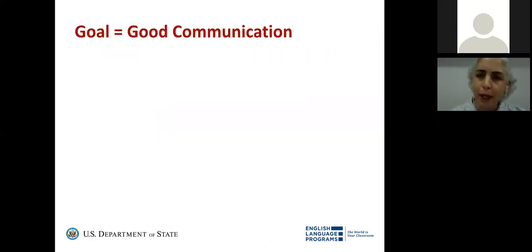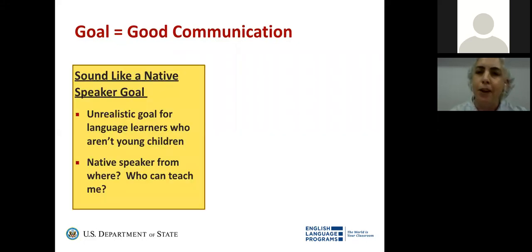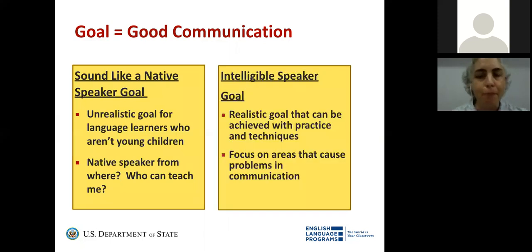And I want to quickly mention that when I talk about improving our pronunciation, there's two different goals. One goal is the goal of sounding like a native speaker. And for me, I don't think that's the best goal. For one thing, I don't think it's a very realistic goal for any language learners who are not very young children. And it's problematic for a lot of other reasons. What I do think is a better goal for pronunciation practice is the goal of sounding like an intelligible speaker.